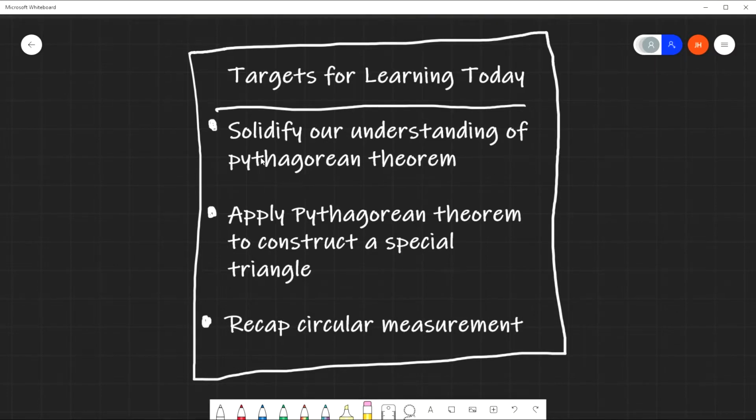You can see that our learning targets for today are to solidify our understanding of the Pythagorean Theorem, to apply the Pythagorean Theorem in order to construct something that we call a special triangle. We'll see what that looks like in a little bit. And we're going to recap some topics about circular measurement and the connection between triangles and circles. So, let's get ourselves started.